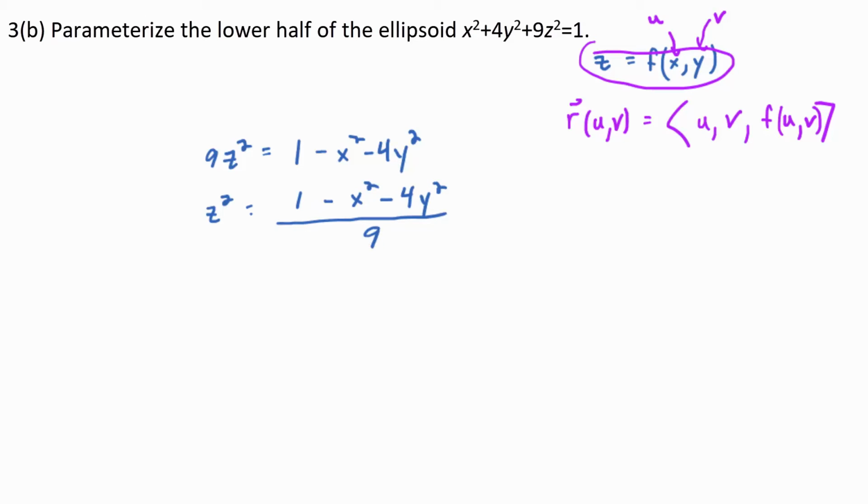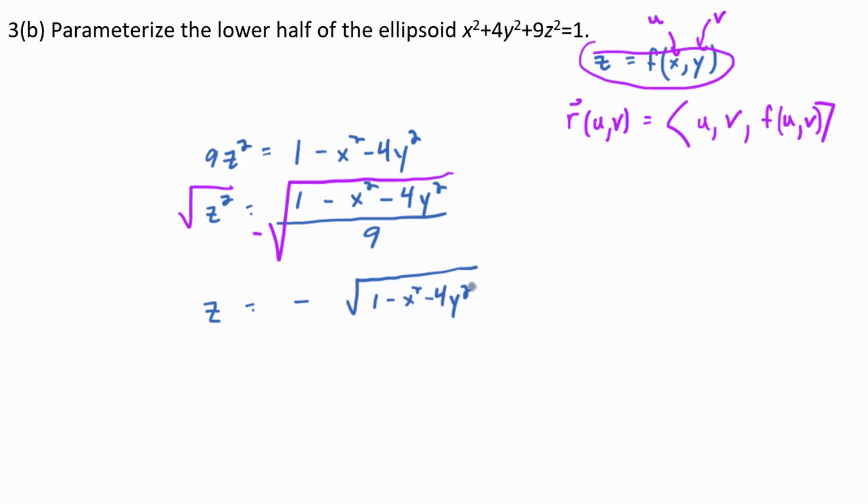And then when we take the root, which root do we want to take to get the lower half? So it's not going to be a plus or minus, it's just going to be minus on the right side there. And just to clean it up a little bit, we get z then is equal to the opposite of the square root of 1 minus x squared minus 4y squared.